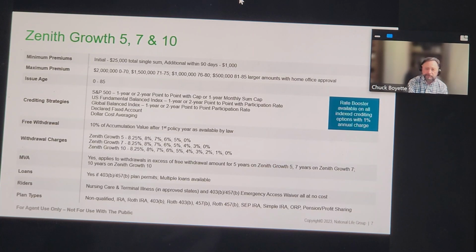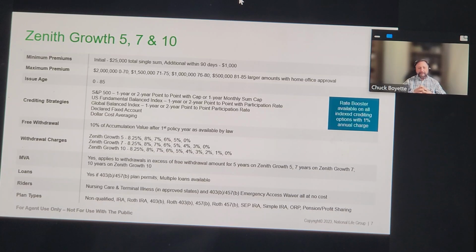And then as we get to more specifics on Zenith Growth 5, 7, and 10, the minimum premium is $25,000. Again, they have 90 days to get in their funds. You can see the maximum premiums there, but we do allow up to $2 million, up to age 70, and then after that, a little bit lesser amounts. The issue age is 0 to 85, so really a broad range of clients could fit nicely into our Zenith Growth product. You can see the crediting strategies there that we offer with the S&P 500.